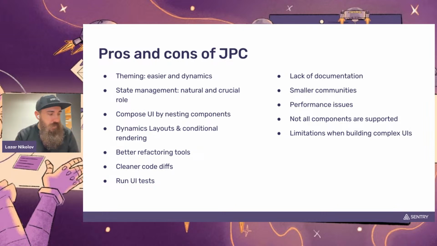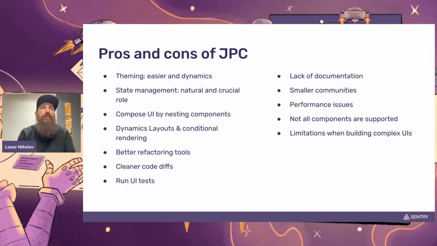That is the biggest factor where we get the pros of Jetpack Compose, because we are in a functional environment when we're building the UI with Kotlin. So for example, theming becomes easier and more dynamic. State management feels natural and plays a crucial role. We can compose the UIs by nesting the components, right?